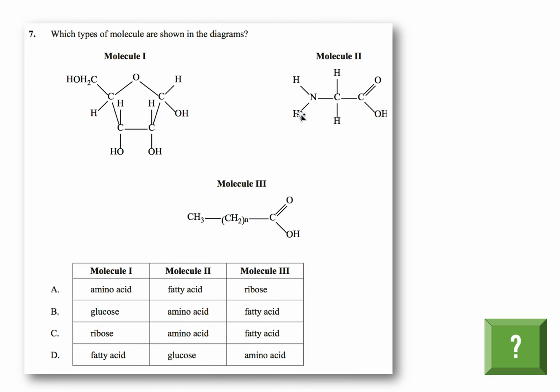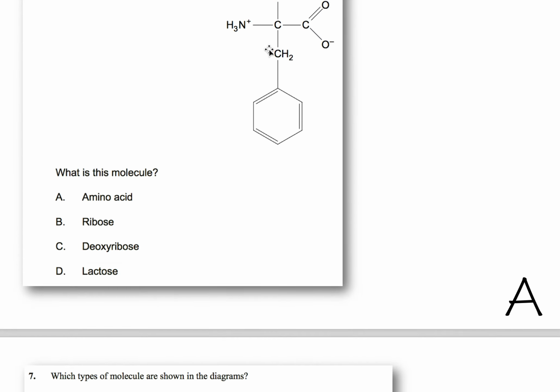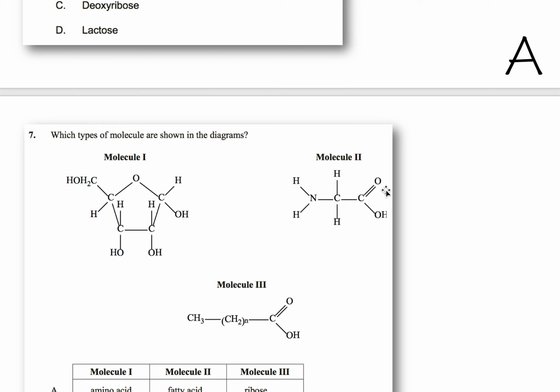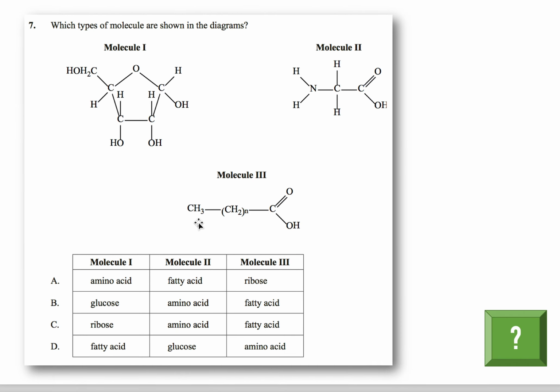We can recognize that this is the amino acid, right? The amino group, the carbon, the R group. In this case, the R group is simply an H, a hydrogen, whereas in the previous question, the R group was really complicated, okay? And then we have the carboxyl group. Molecule 1 here is a ribose because it has 5 carbons: 1, 2, 3, 4, 5. It's a type of sugar. And then this molecule right here is a type of lipid, okay?